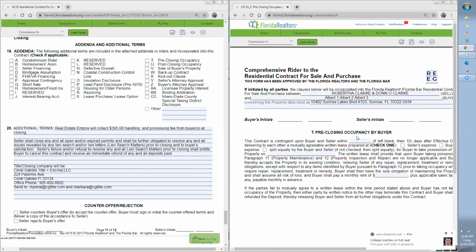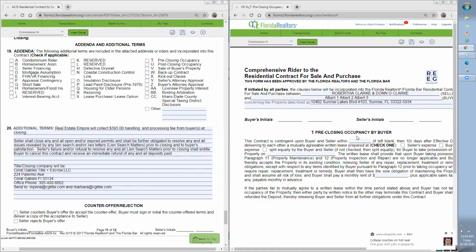But this is what you're going to use if your seller needs or your buyer needs a place to live prior to closing, okay? The seller has every right to ask for rent, has every right to ask for a deposit, and depending on whatever they ask for, the buyer must work together with the seller. Okay.